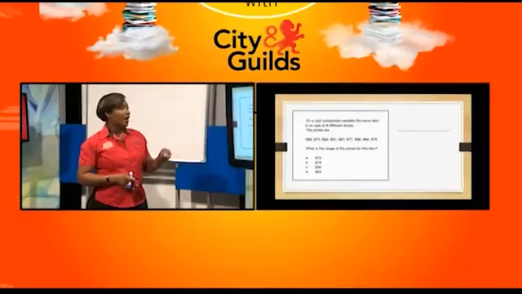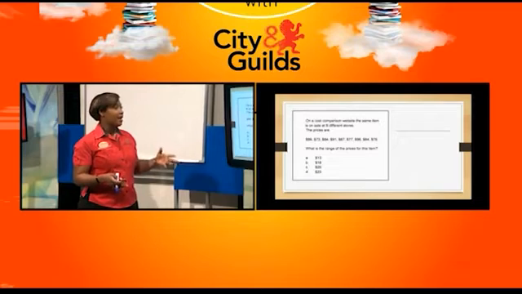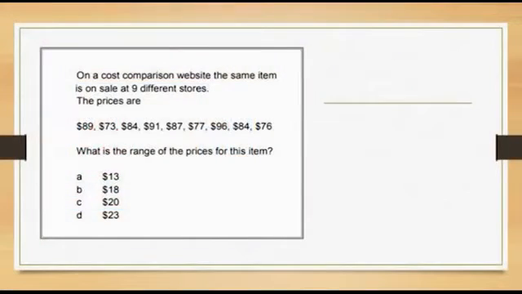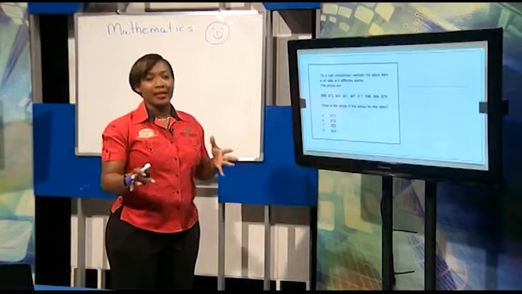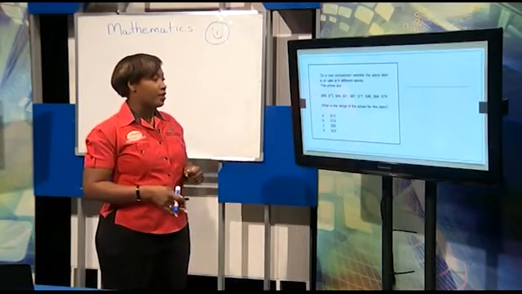On a cost comparison website, the same item is on sale at 9 different stores. The prices are, so let's put in a little more scenario for you. Let's say you're asked to figure out how much something would cost for your class, or you want some new gadget, and your mom wants you to tell her, well, this one is actually the range. What's the difference in prices that you may see on the internet?